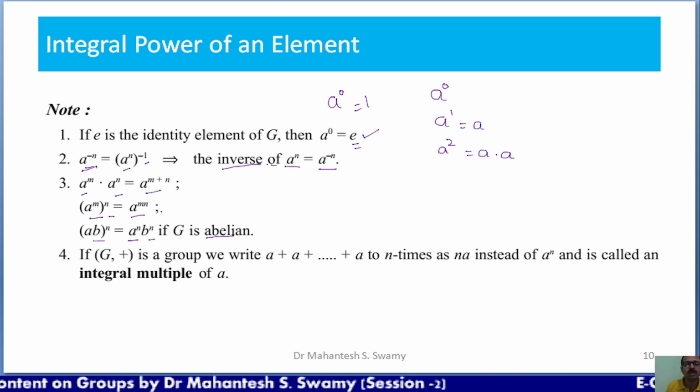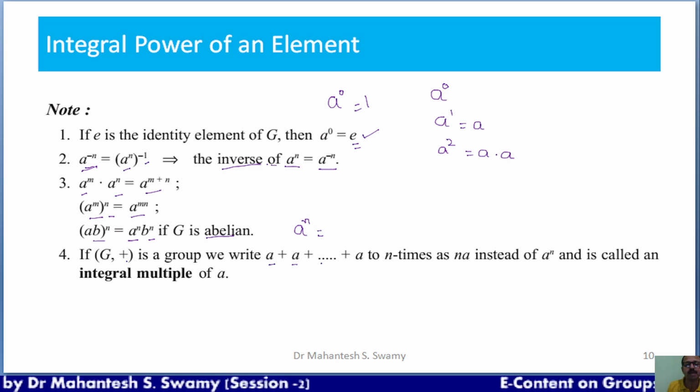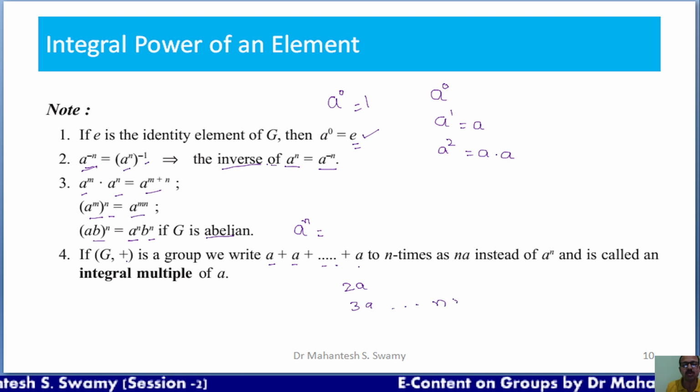Now we have another sign convention. Instead of a multiplicative group, if G is an additive group, that is, the binary operation is addition, then instead of a^n, which was a multiplied n times, we have to add a n times: a plus a plus a, dot dot dot, n times a is being added. When you add a 2 times it is 2a, when you add a 3 times the answer is 3a. In general, when you add a n times it is n into a.